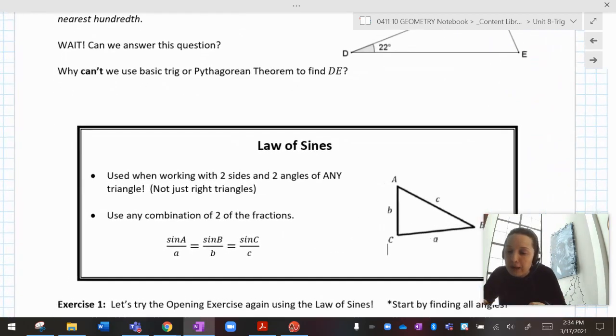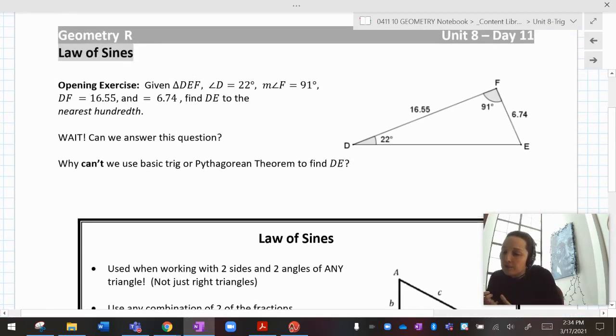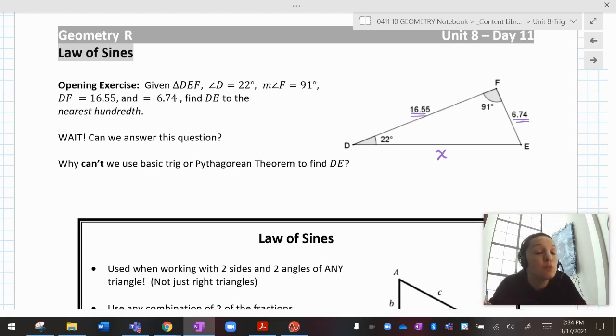So this opening exercise says, given triangle DEF that's right here, we've got the 22, the 91, the 16.55, the 6.74, find DE to the nearest hundredth. Well, one option is I could use the Pythagorean theorem. I have two sides, I want to find the third side. But I can't do the Pythagorean theorem because that's not a right triangle. That's 91 degrees, not 90.